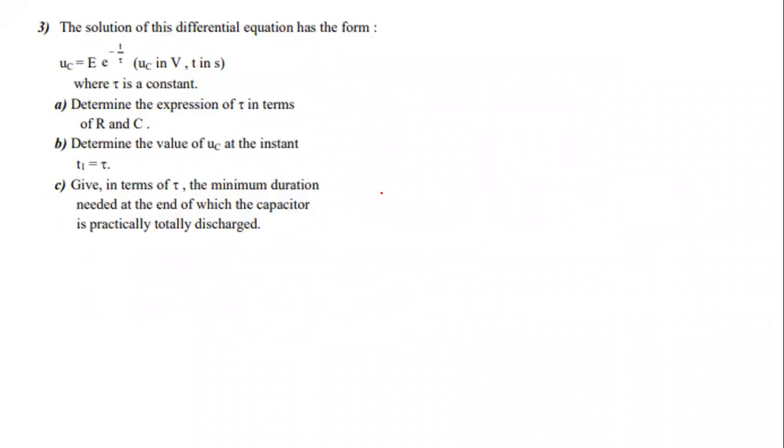The solution of this differential equation is of the form UC equals E e to the power minus T over tau, where tau is a constant. Determine the expression of tau in terms of R and C. Since it's a solution, this means it verifies the differential equation duC by dt plus UC over RC is equal to 0. So now we have UC equals E e to the power minus T over tau. Let's take the derivative. By doing the derivative, we get minus 1 over tau times E e to the power minus T over tau.